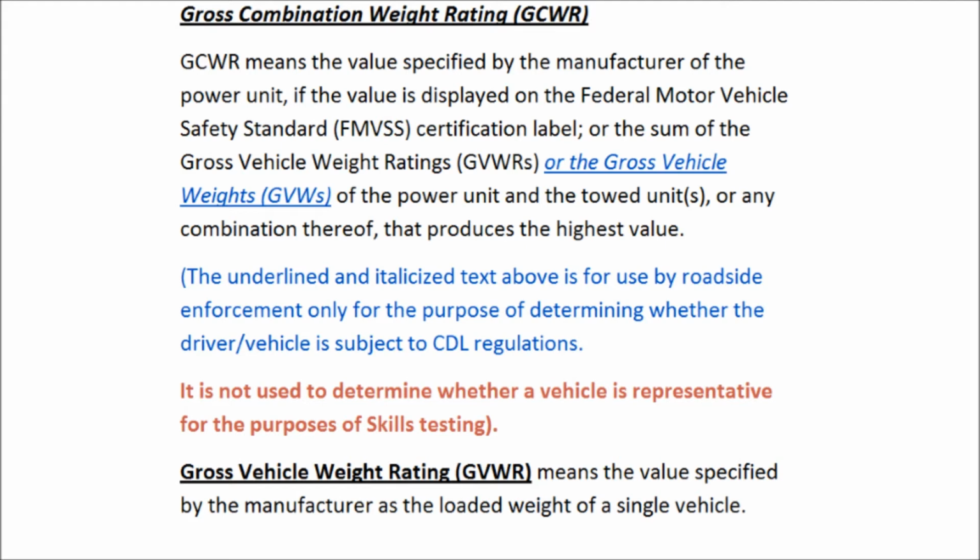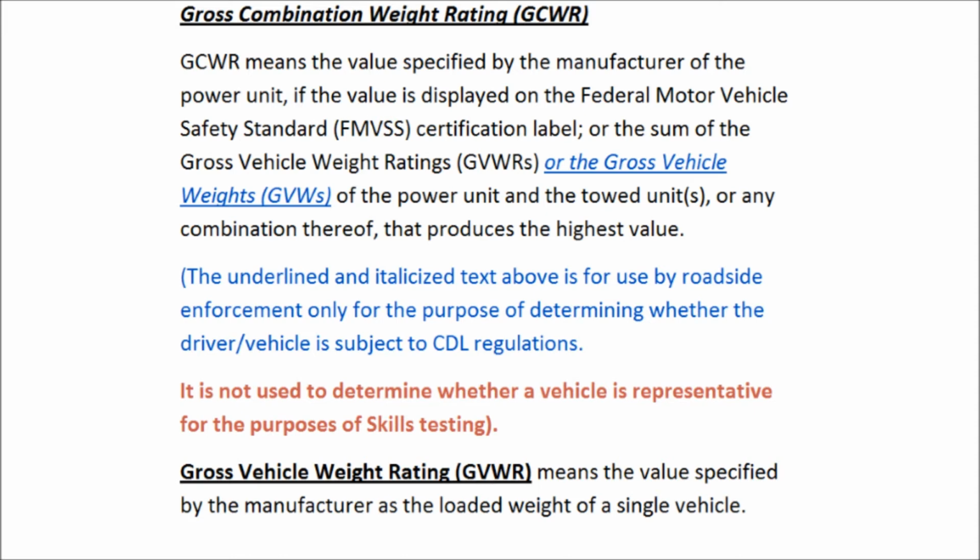The underlined and italicized text above is for use by roadside enforcement only, for the purpose of determining whether the driver/vehicle is subject to CDL regulations. It is not used to determine whether a vehicle is representative for the purposes of skills testing.